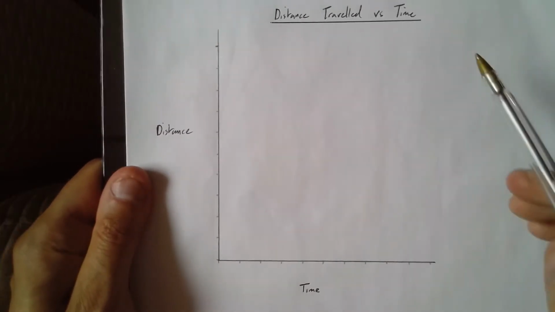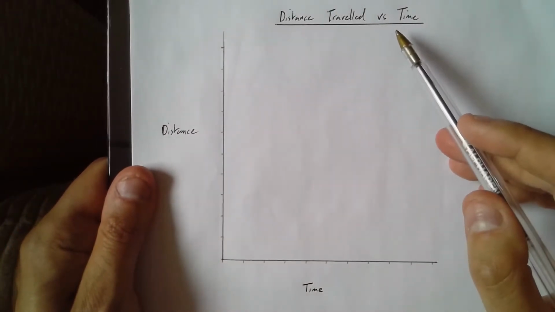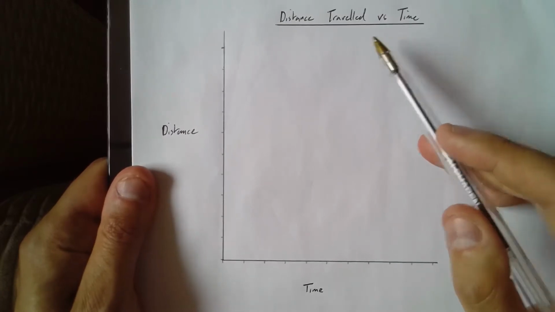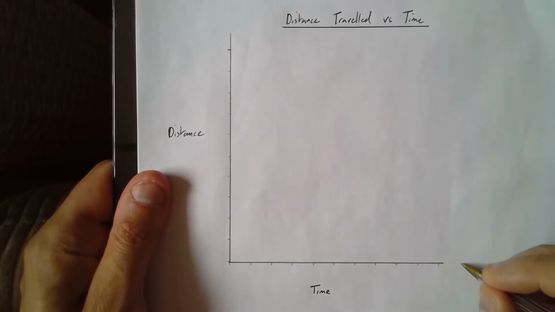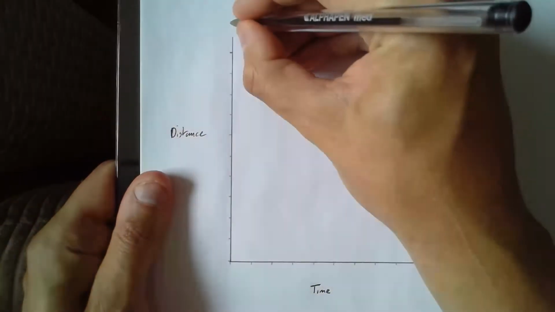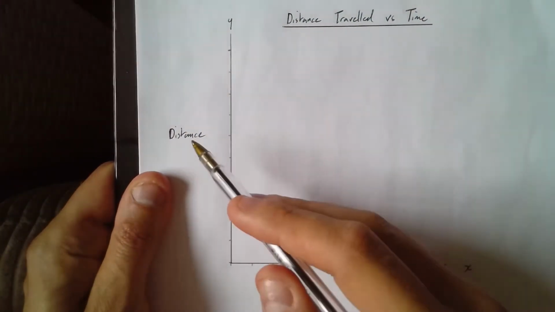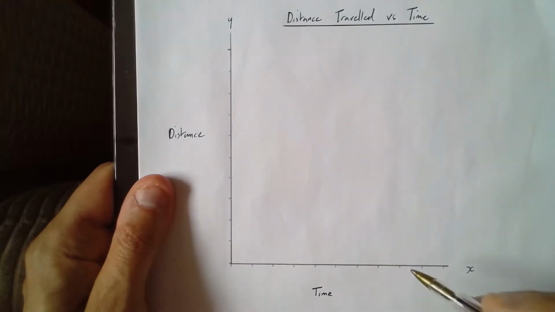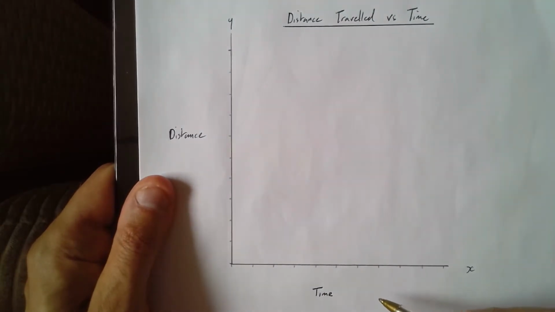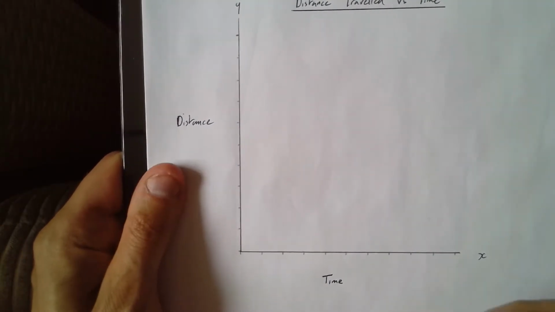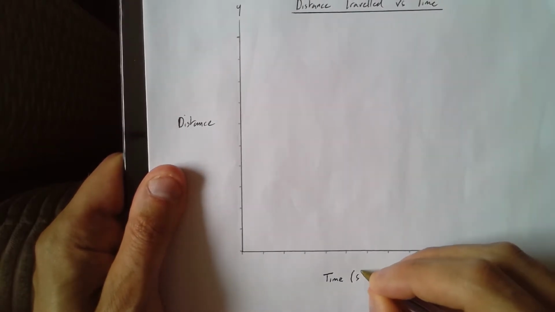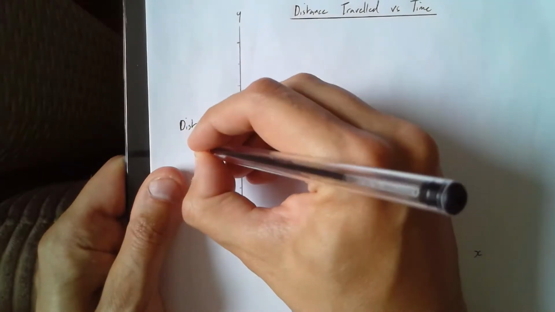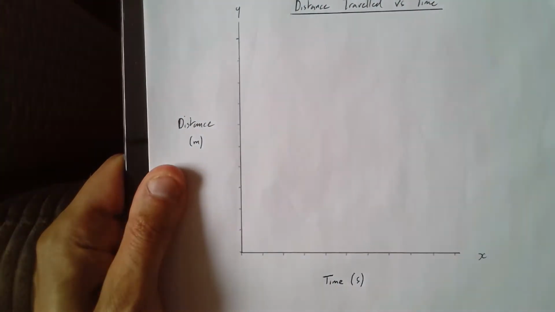We have first of all a title. Every graph needs a title. This one is distance traveled versus time. We have our x-axis, we have our y-axis, we have distance on y, and we have time on x. Now these at the moment are missing their units. We need to add them in. So time we have seconds, distance we have meters.